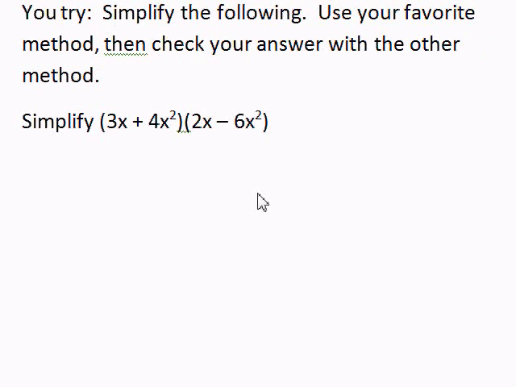Alright, so now I want you to try to simplify the following, and I want you to use your favorite method, then check your answer using the other method. If you get it wrong, after you paused the video and worked it out, and you play it, as soon as you see the answer, I ask you to go ahead and pause the video and try to work it out by the other method before you see it worked out. So again, go ahead and pause the video, work it out, and press play when you're ready to see the answer.